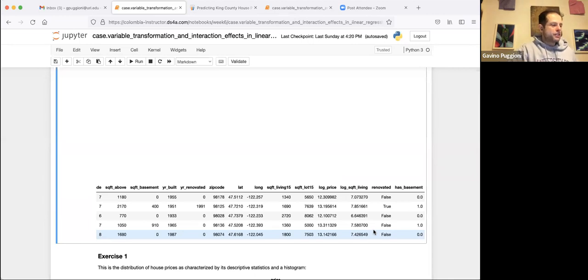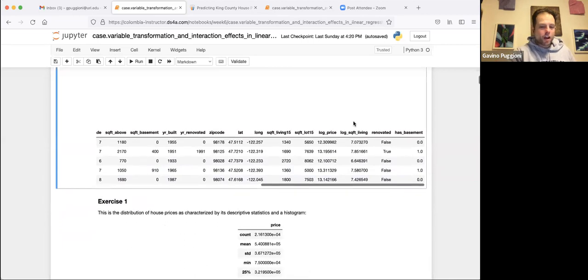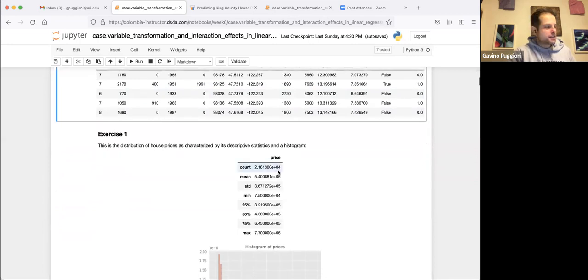Yeah, the square feet living is the area that is habitable in the house. So it does not include the garage, for instance. It only includes the bedrooms, living room, etc. All right, so let's start with an exploratory data analysis. And let's start with price.